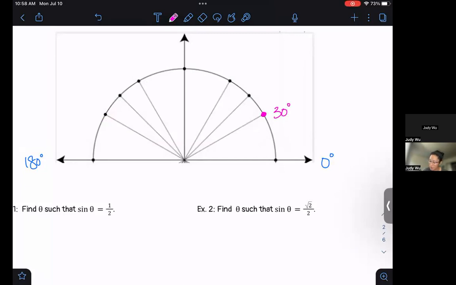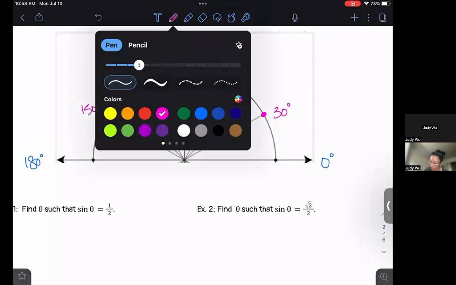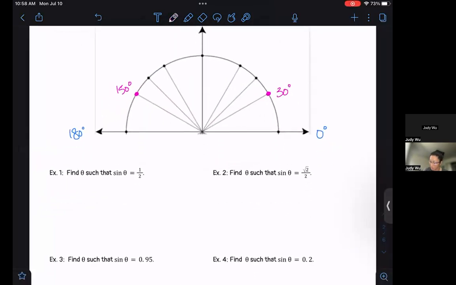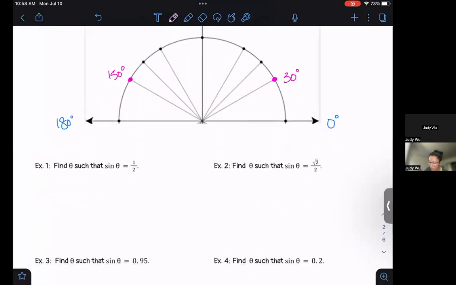But I might also notice that this angle over here also has a y value of 1/2. This angle is 150 degrees, okay? So to answer example 1, find theta such that sine theta equals 1/2. I really want to say theta equals 30 degrees and 150 degrees. We have 2 possibilities, okay?